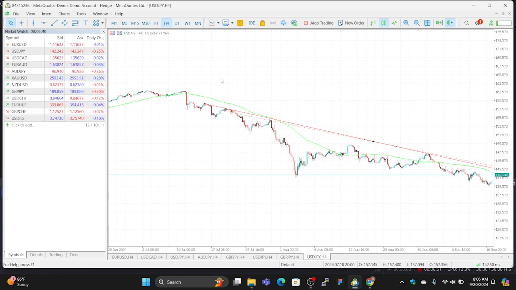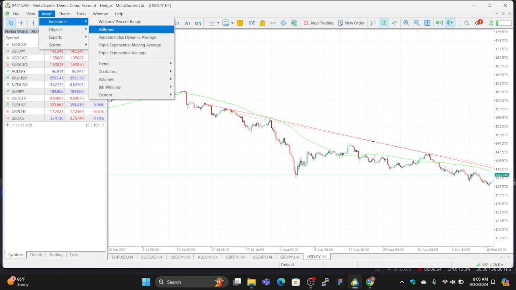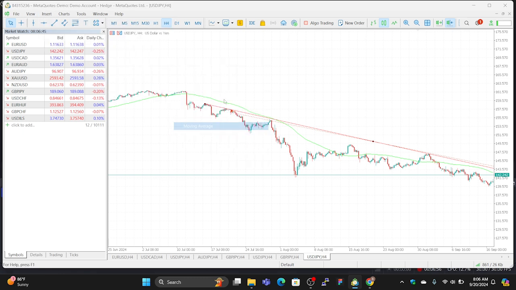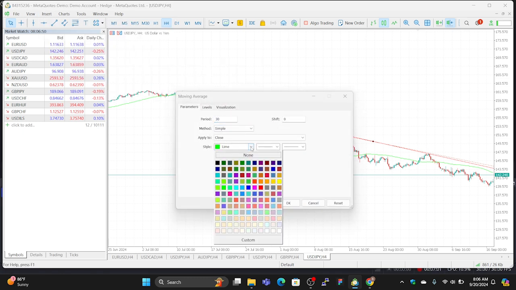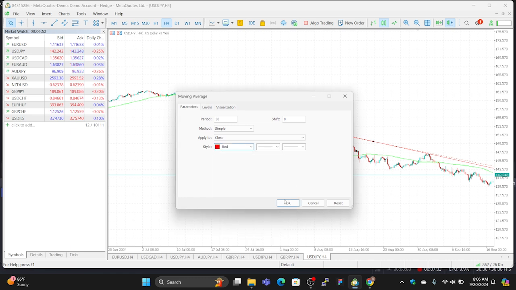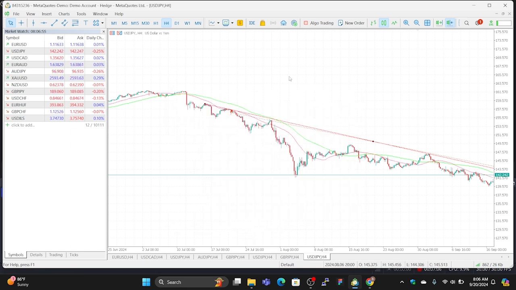So I'll add another moving average, which is going to be half this. It's going to be 30, and I'd like to make it red since it's going to be my signal line. So the 30 moving average is going to act as my signal line. So how do I use it to enter a market? Remember, as I told you earlier in the video, you should not place a trade based on the moving averages alone. It should be based on other indicators too, which we shall be looking at in the future.